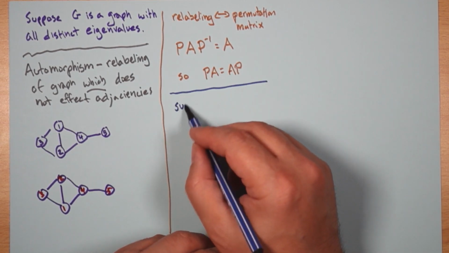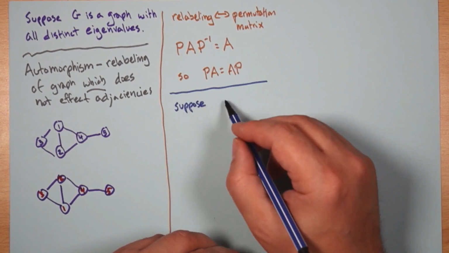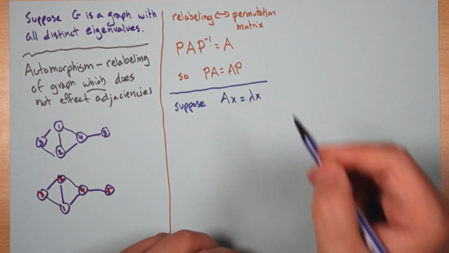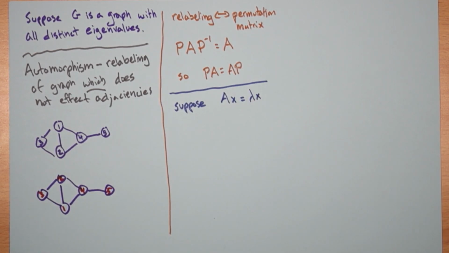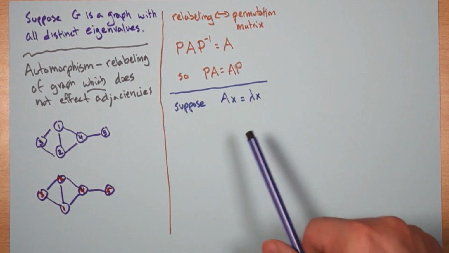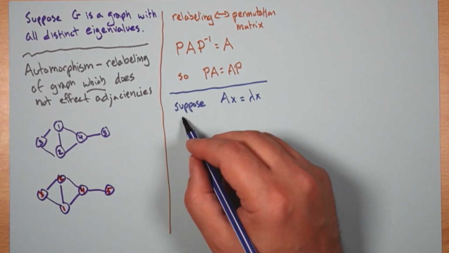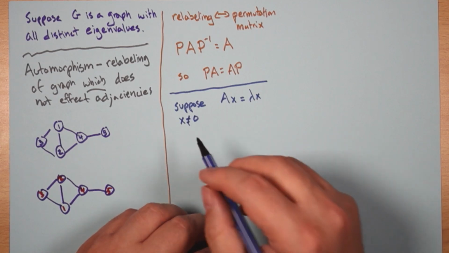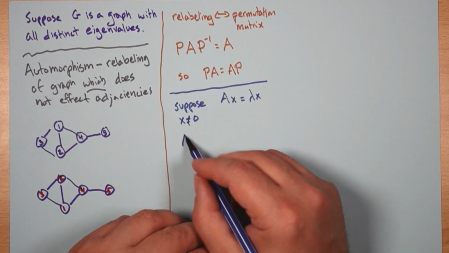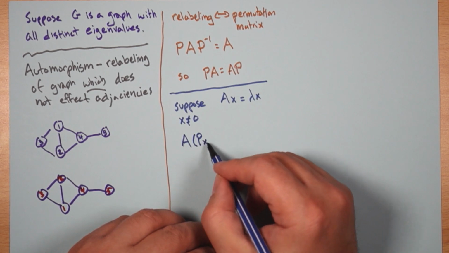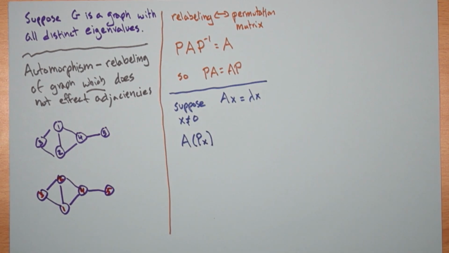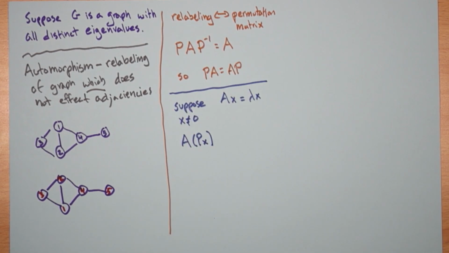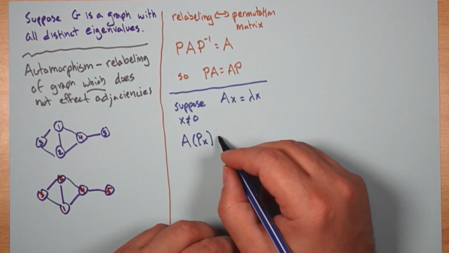Suppose that A times X is equal to lambda times X. Okay, so which is to say X is non-zero, so we have an eigenvector. All right. Now let's look at A times Px. So we have this relabeling. Let's suppose that we have that relabeling coming into play, and we apply it. Well, what can we say?